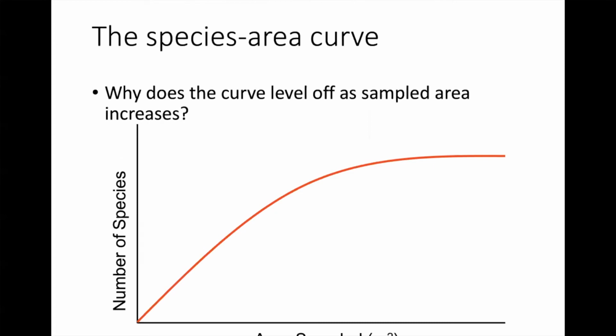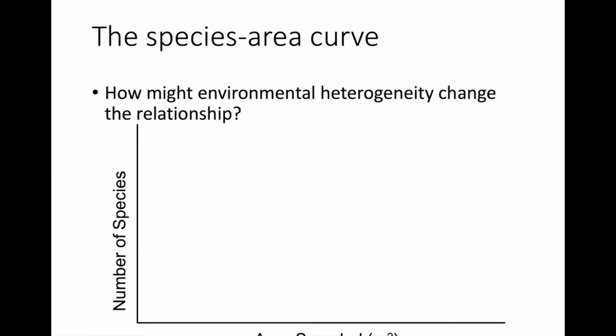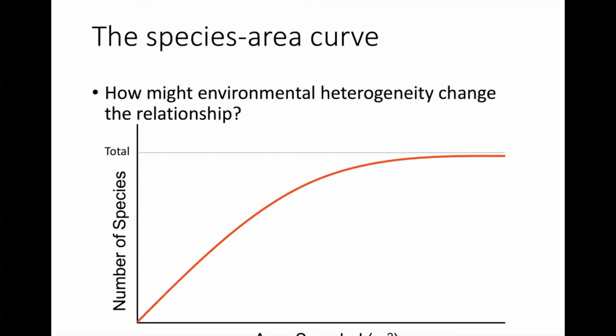How do you think spatial heterogeneity on the landscape, or heterogeneity of resources, let's say, might change the nature of this relationship? Or let me ask it this way.